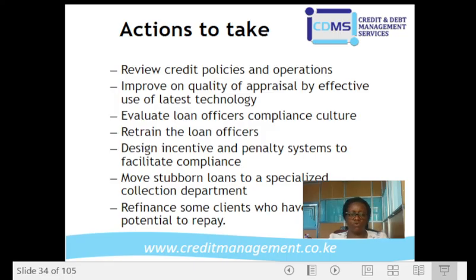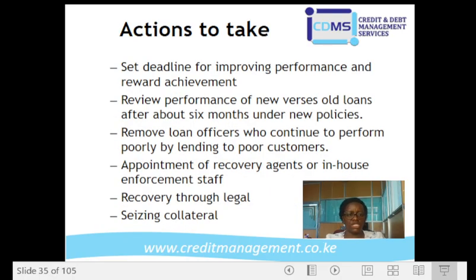Review your policies. Of course, number one, you improve on the quality of your appraisal. You evaluate your loan officers' compliance culture to check who is causing this problem. You need to retrain your credit officers. You need to design incentive and penalty systems. You need to move stubborn loans to a specialized collection department. You can have an internal collection department assisting in follow-up of loans. You can refinance some of your customers that are having problems so that you can rehabilitate them to be able to pay. Then you can also make sure that you set guidelines for improving performance and reward achievement.